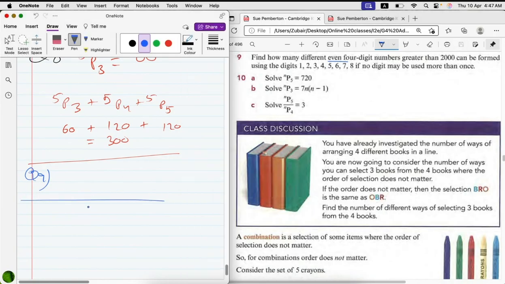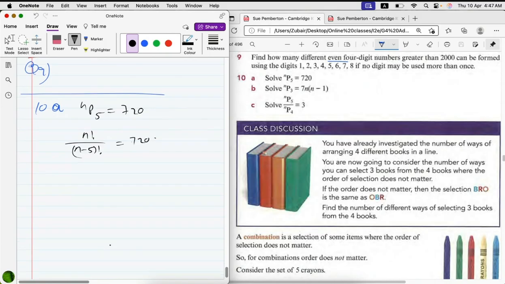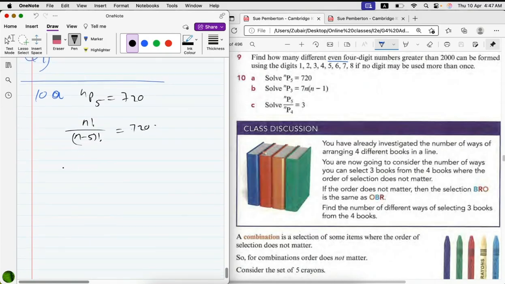So number 10. Now that's expansion of the formula again. NP5 is equal to 720. N factorial over N minus 5 factorial is equal to 720. Now that will be N, N minus 1, N minus 2, N minus 3, N minus 4, and N minus 5 factorial over N minus 5 factorial is equal to 720.